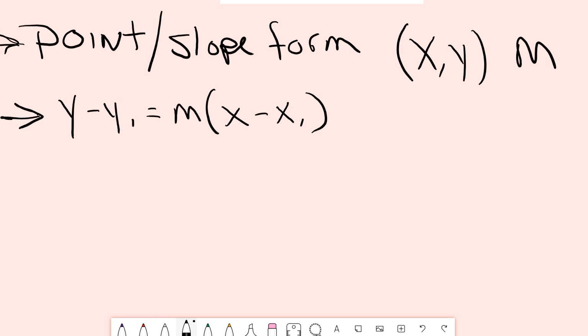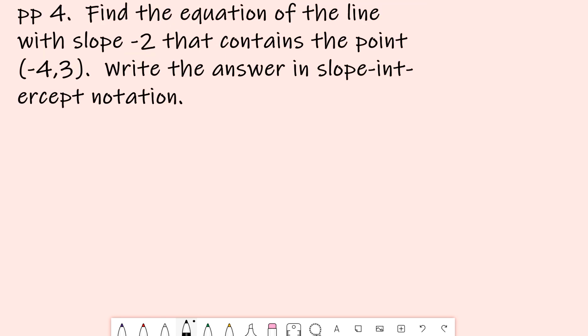So without turning this off and all that, I'm going to go to the example practice problem 4 first. Okay, and let me jot that down. All right, practice problem 4. Find the equation of the line with slope -2 that contains the point -4, 3. Write the answer in slope-intercept notation.